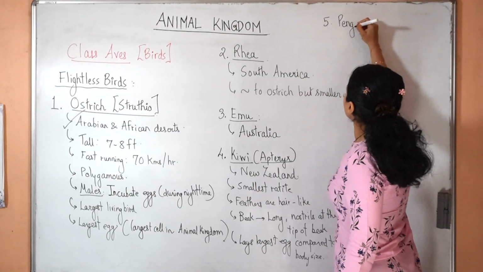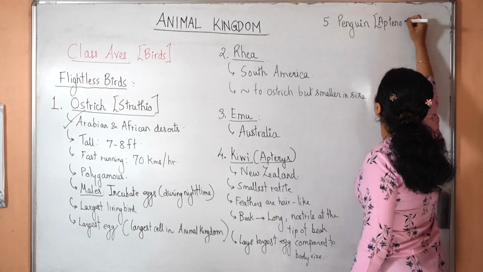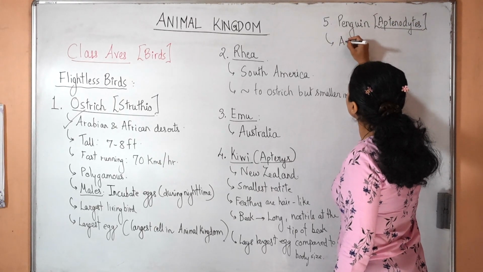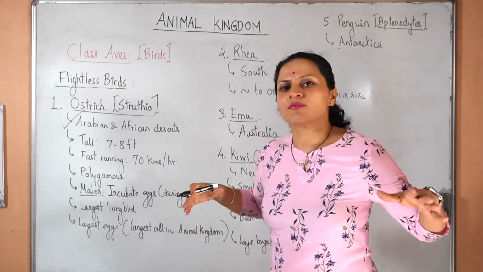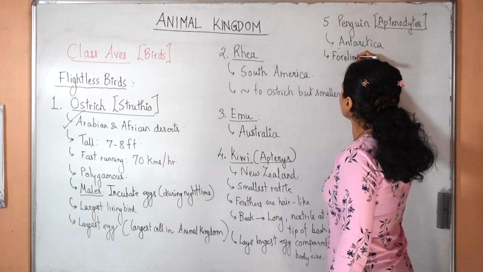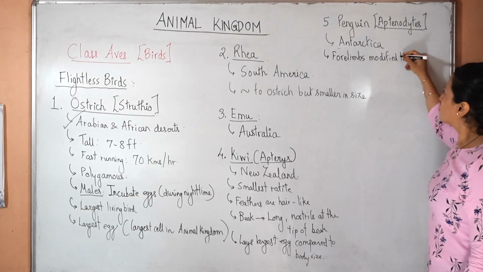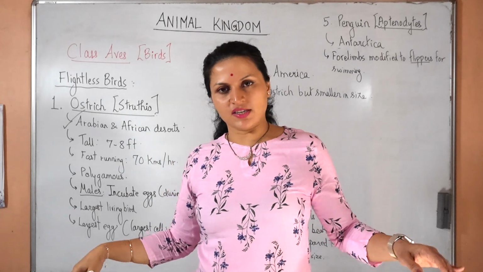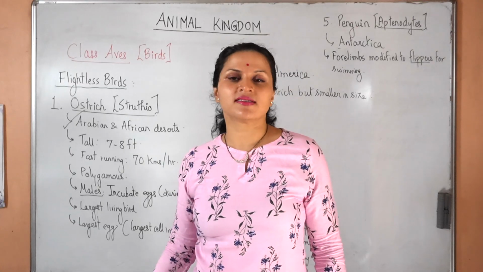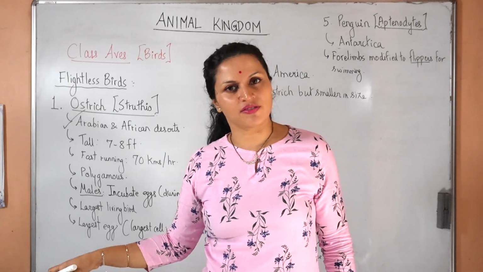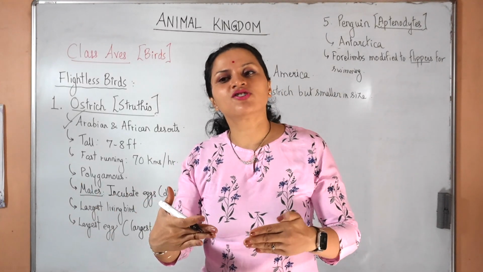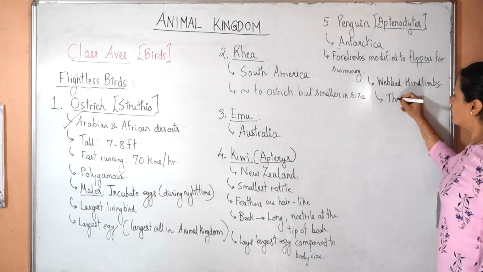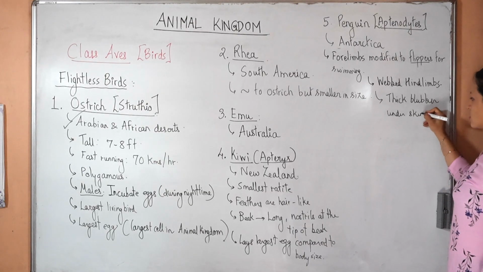Now we do penguin. Aptenodytes is the scientific name of penguin. This one belongs to Antarctica. So its 4 limbs are modified to flippers for swimming. Flippers, which are a modification for swimming, are also present in some mammals like whales and dolphins. Another example of convergent evolution. They have webbed hind limbs, thick blubber under skin to protect against the cold, etc.